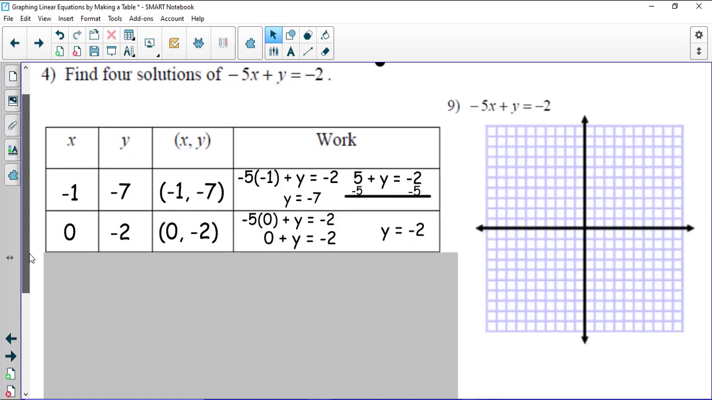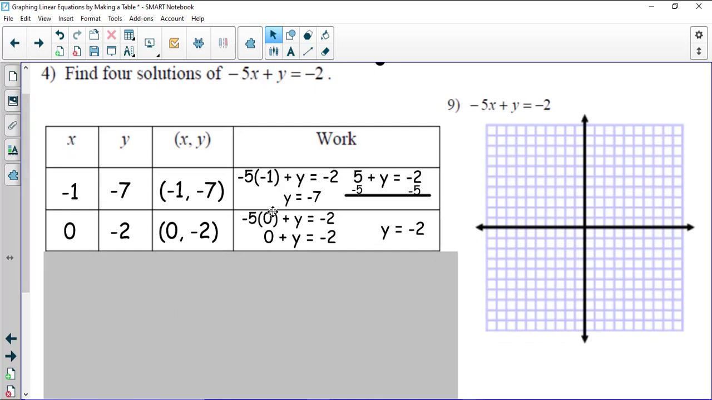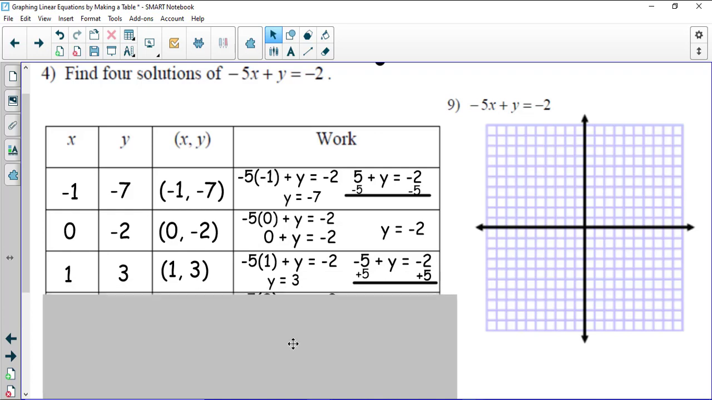I then plugged in 0. -5 times 0 is 0. And if I have 0 plus y equals -2, then y has to be -2. So again, it's really important to use 0 because that work is usually a little easier. Let's plug in 1. So -5 times 1 is -5. -5 plus y equals -2. Add 5 to both sides. We get y equals 3.